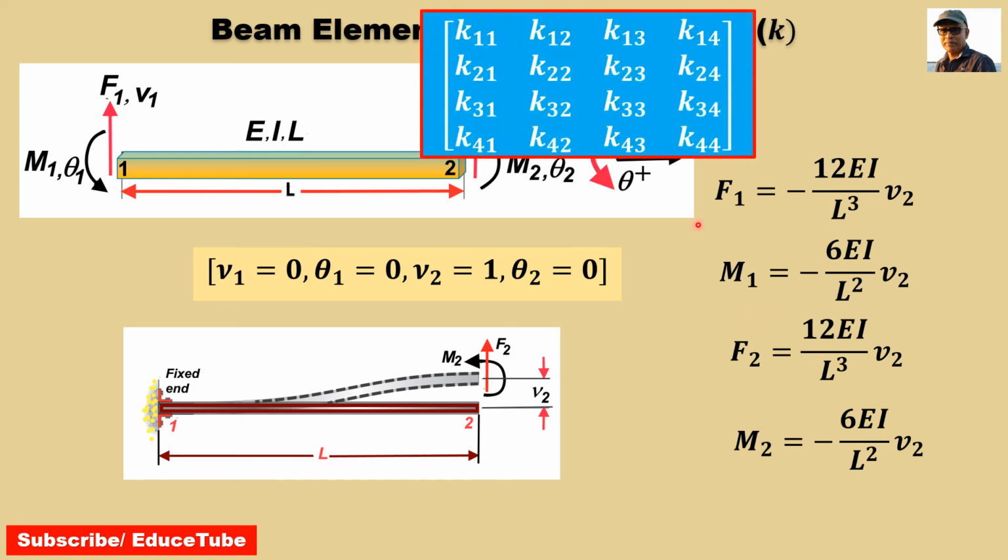What is our third column? Third column is this: K13, K23, K33, K43. I mean this one, K13, K23, K33, K43. Now we have the remaining fourth column. Let's move to see how to get that.